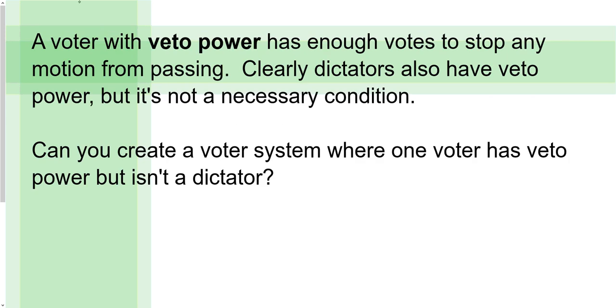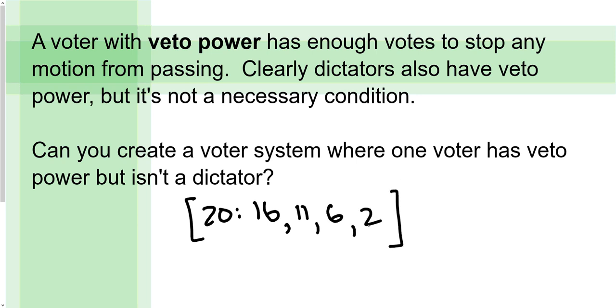A voter with veto power has enough votes to stop a motion from passing, but they can't stop it from failing. So let's take a look how that works. Let's say you had a system like this. You had a quota of 20, okay? And you had values of, say, 16, and then you had, say, 11, 6, and 2. So you had this situation. So here's the thing about the 16.